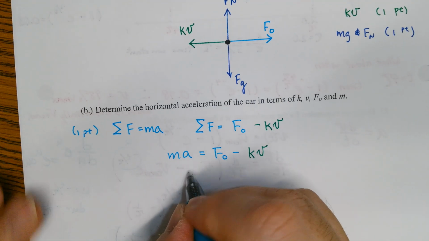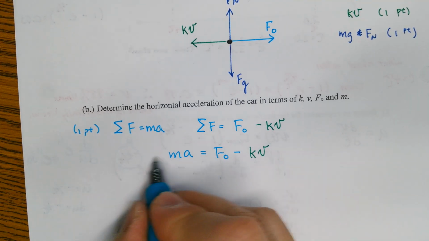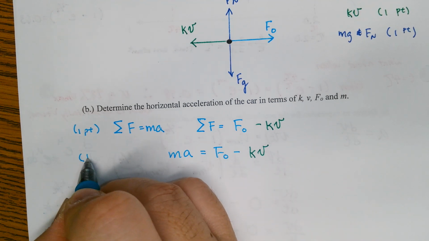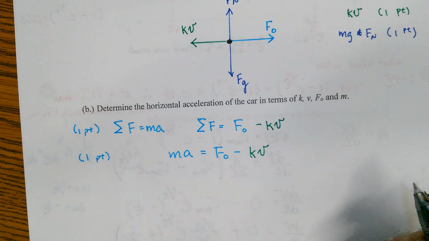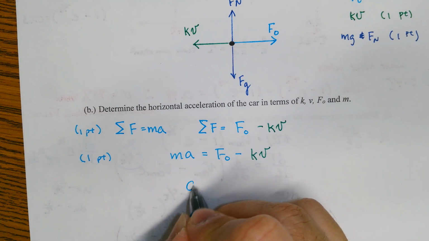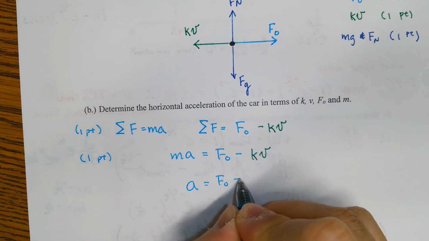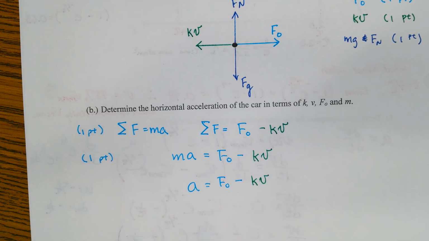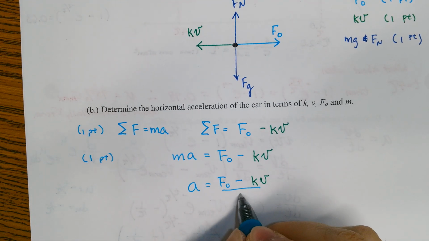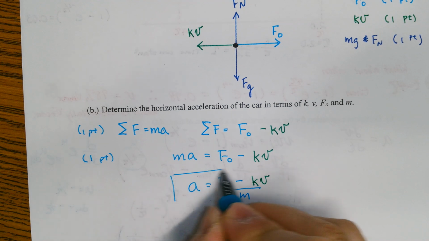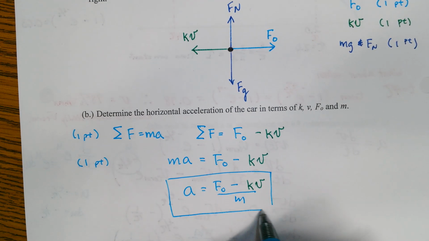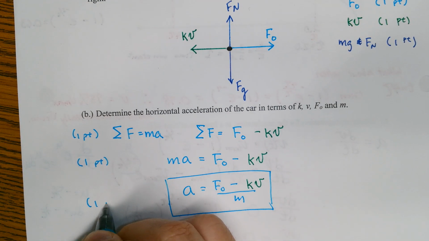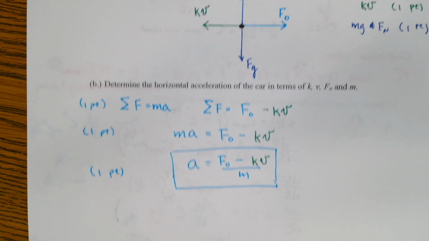So just by setting these two equal to each other and solving for acceleration is also worth 1 point. Then when you solve for a, your a is equal to F naught minus kV over m. And that's worth another point. Okay?